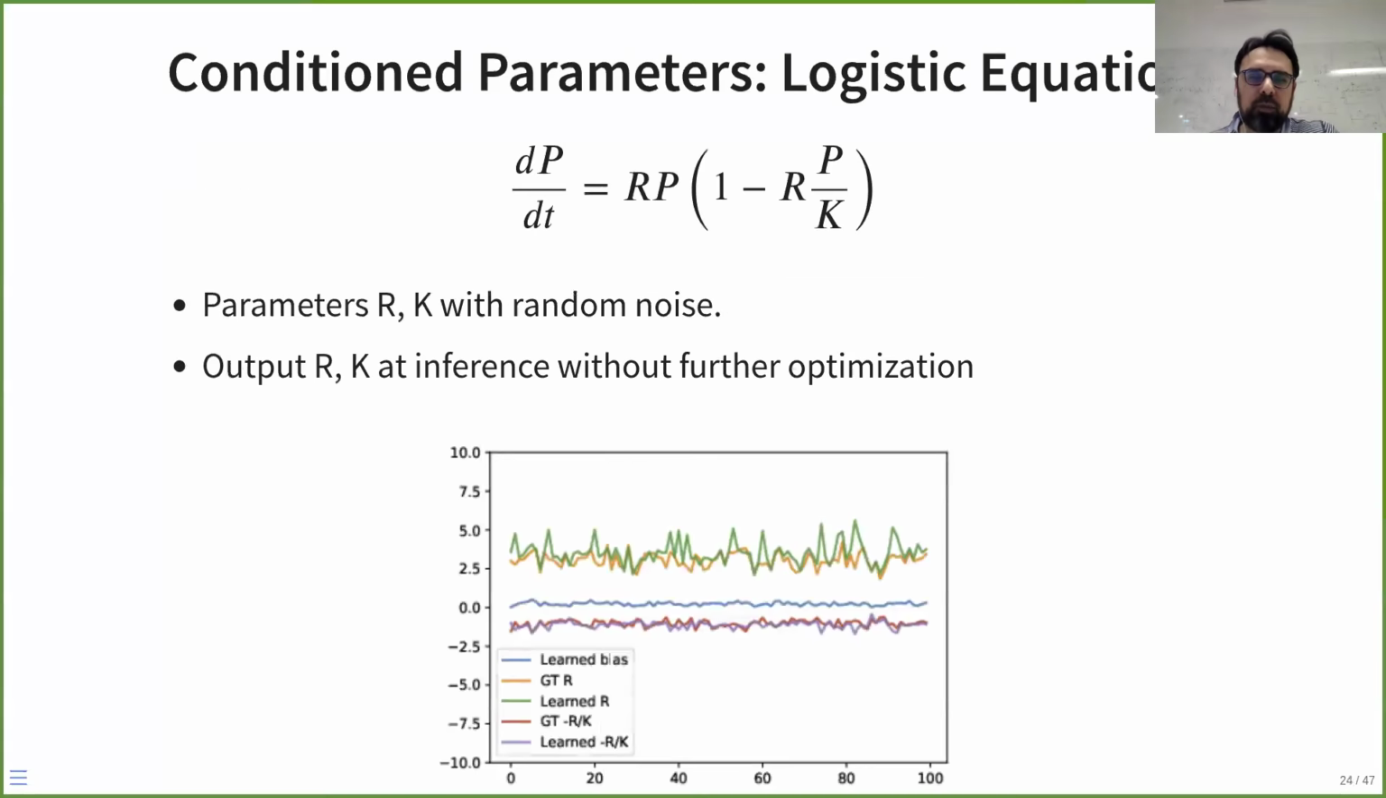So I show you some small example of this. This is a very simple example. I take the logistic equation. So there are two parameters, in this case, R, and I use the ratio R over K. So the two parameters R and K, but I predict R and R over K. So the idea is that I take a data set with noisy values of R and R over K, or noisy values of R and K. I get trajectories that correspond to such values.